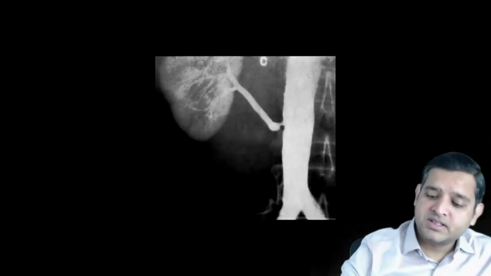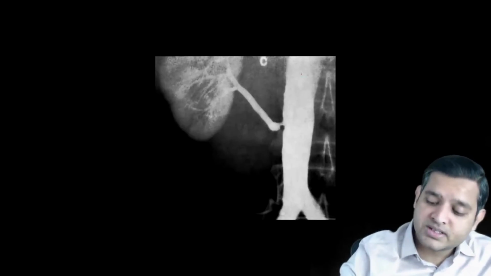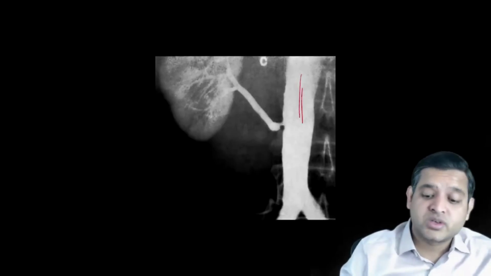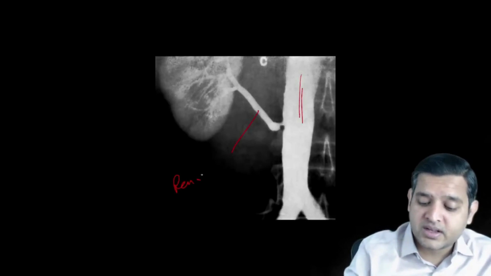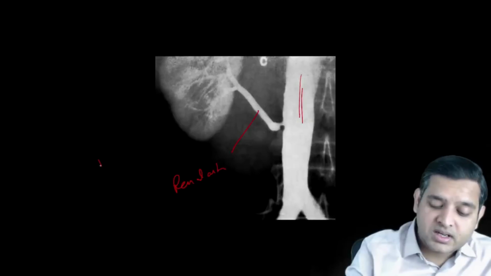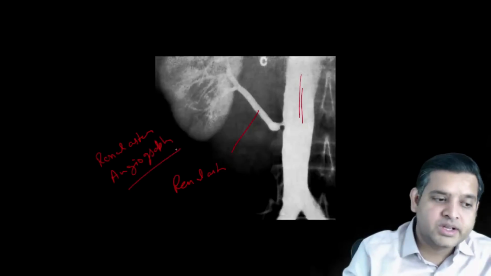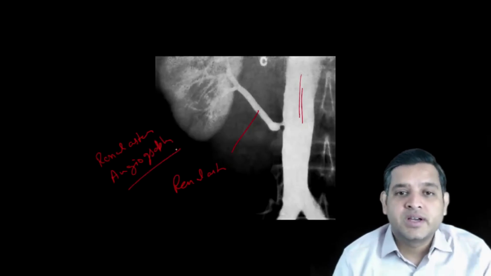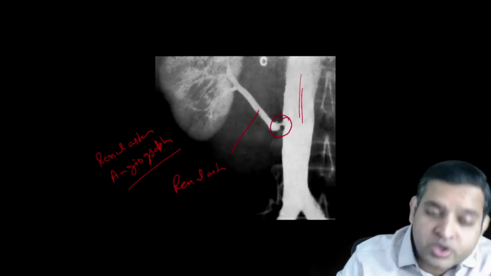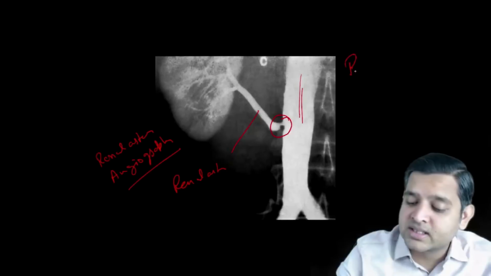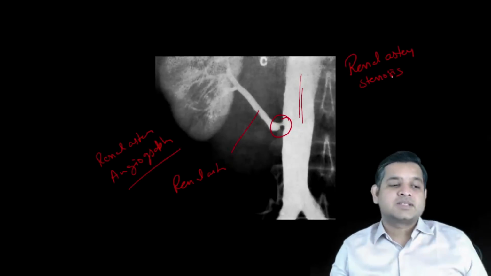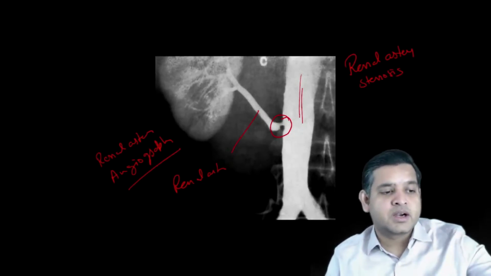Okay. Now please see, this is a radiograph and you can see it's an aorta. So there is an angiography and this is the renal artery. So this is a renal artery angiography. What do we see is a marked narrowing at the origin of the renal artery. So this is a classical image for renal artery stenosis.